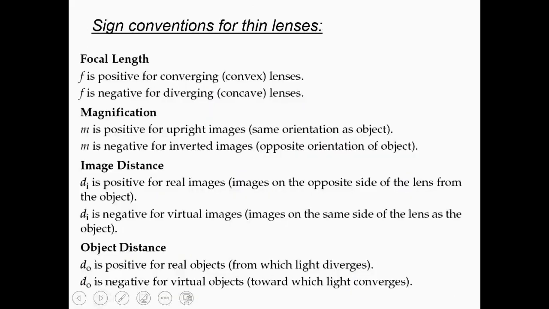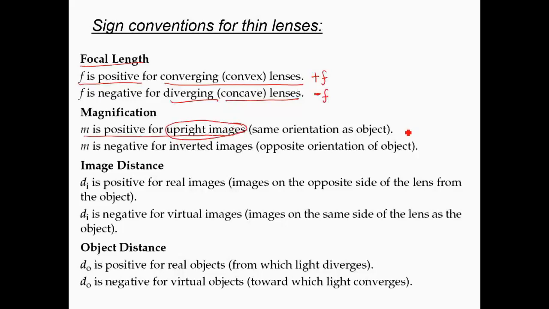Okay, here is some sign convention. When you solve lens problems, you have to be careful with these sign conventions. For a converging lens, the focal length is positive. If the lens is a concave or diverging lens, you must manually make the focal length negative before you do the calculation. Magnification M is positive for an upright image. If M is positive, the image is upright. If M is negative, it will be an inverted image.